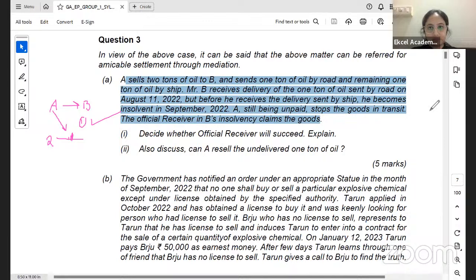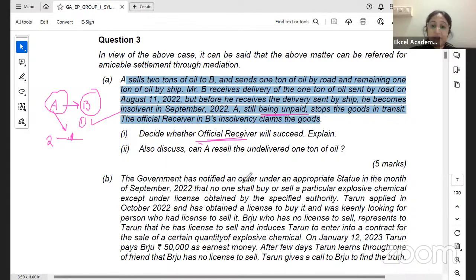Now, what can be done? Whether on behalf of B, the official receiver, is having the right to receive the goods, or whether A can take it back because he is an unpaid seller. No, he has not yet got the money. See, whether B is insolvent or solvent, if B has already paid the full money, A does not have any right to take back the goods, but A is still unpaid. Now, can he stop in transit? Can he apply stoppage in transit and take back the goods? Or does B's official receiver have the right? Who has the right? That is the question. So, if you know the right of stoppage in transit, you can easily answer.